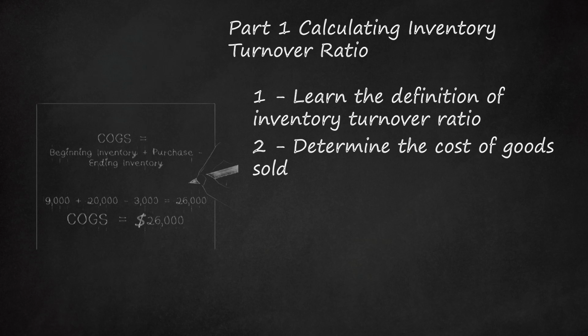The cost of goods sold is recorded on the income statement. It is recorded as a deduction of revenue and determines the company's gross margin. It is typically calculated with the formula: beginning inventory plus purchases minus ending inventory equals COGS.